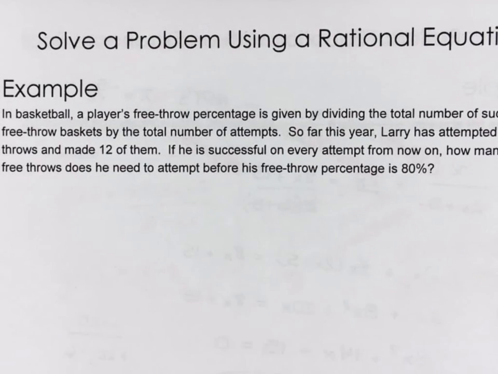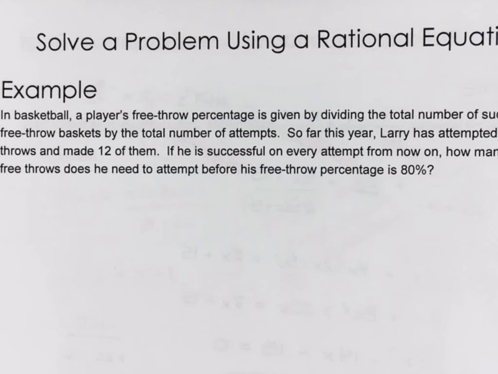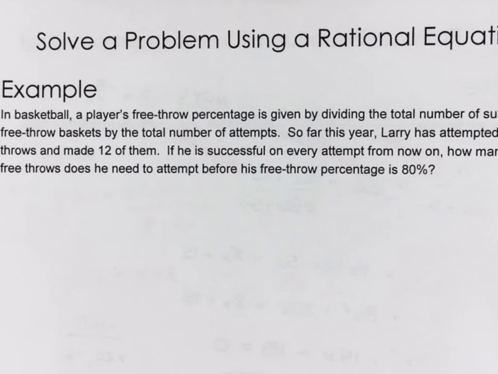Okay. Here's your word problem. Again, you're going to solve it algebraically, but this time we don't have the equation. You actually have to make it. Okay, basketball player, free throw percentage is given by dividing the total number of successful free throw baskets by the total number of attempts. That makes sense, right? How many times they get it in versus how many times they tried.